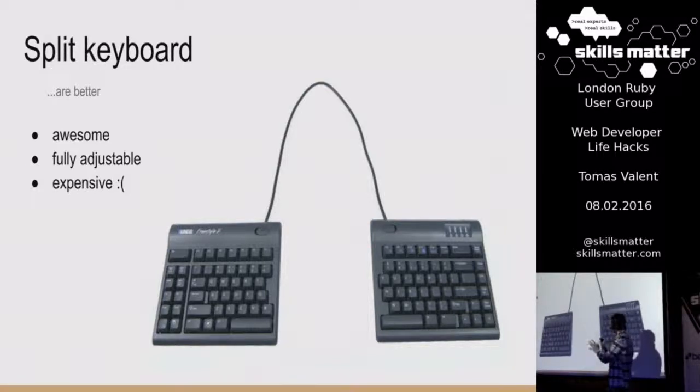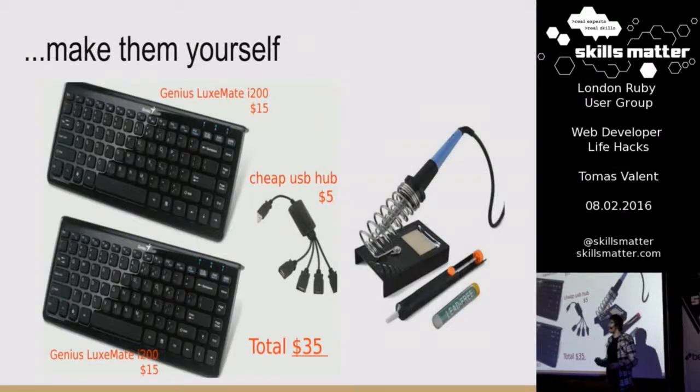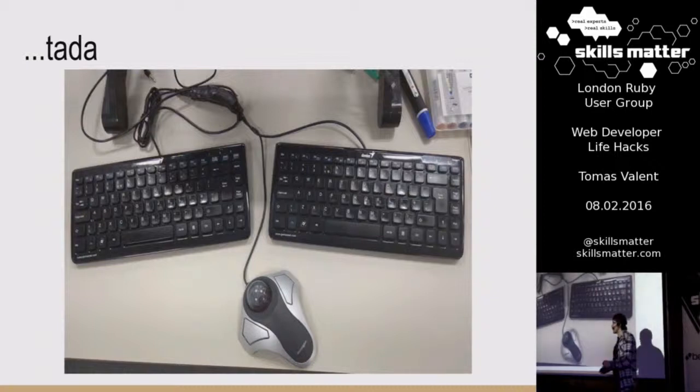With split keyboards, the layout is physically split into half, and you can fully adjust it according to your needs. Now, the problem with split keyboards is that they are a little bit expensive. So my recommendation is to make them yourself. Go online, buy two exactly the same travel keyboards and some cheap USB hub, plug them together, use the left-hand side of the first keyboard for the left hand and the right-hand side of the other keyboard for the right hand. If you have a soldering iron, cut off extra wires, solder them together, and you have a split keyboard.